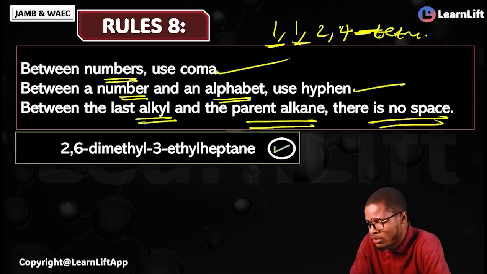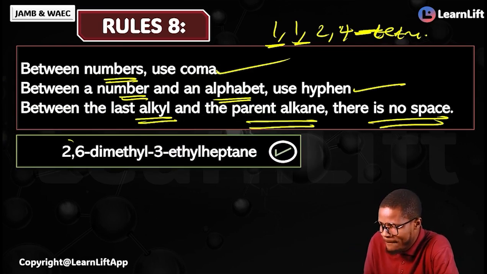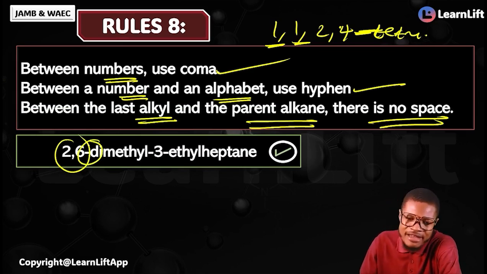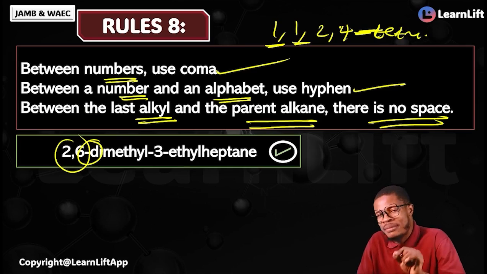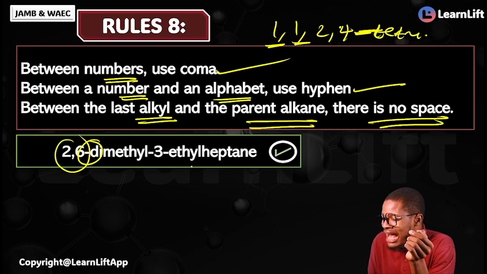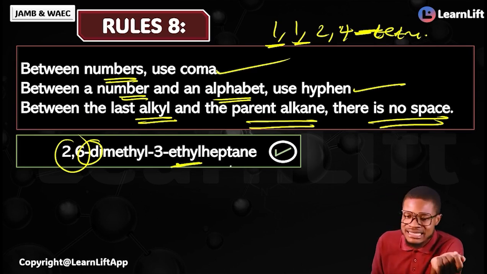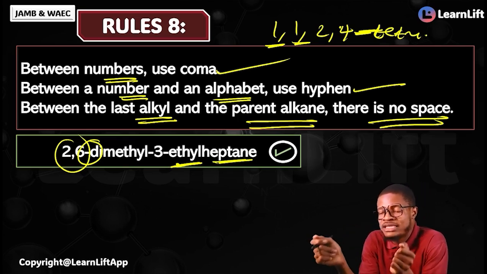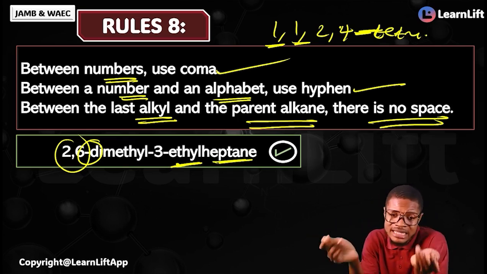A good example is this. Come with me. Between number and number, what do you have there? Comma. But between number and alphabet, what do you have there? Hyphen. 2,6-dimethyl. So what is the last alkyl here? Ethyl is the last, and then heptane is the parent name. So between the last alkyl and the parent name, is there space there? There is no space. That's the rule.